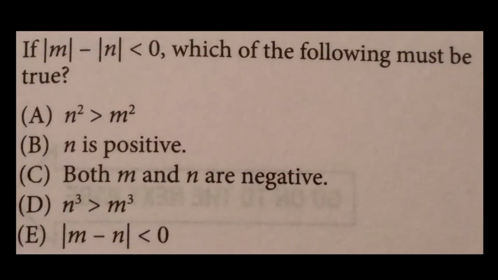The absolute value of M minus the absolute value of N is less than 0. Which of the following must be true? N squared is greater than M squared. N is positive. Both M and N are negative. N cubed is greater than M cubed. Or the absolute value of M minus N is less than 0.